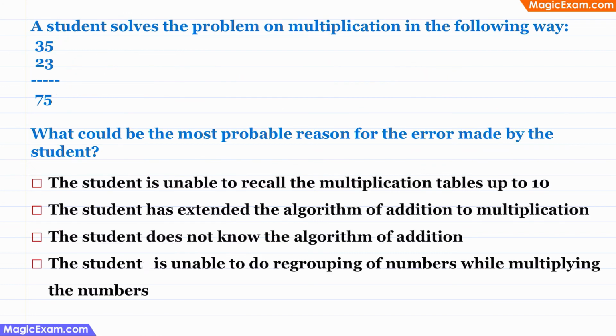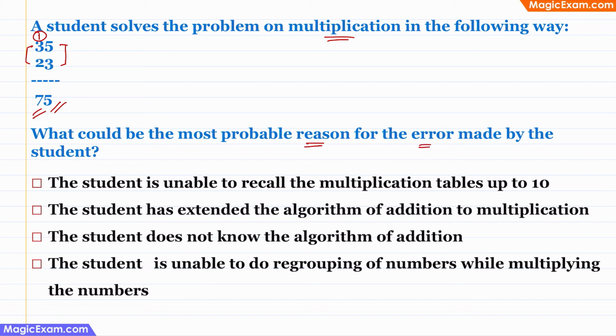A student solves the problem on multiplication in the following way, right? So the student is supposed to multiply 35 and 23. So what he does is he writes it in this form which looks like addition, right? And he is multiplying 5 into 3 and he gets 15. So he is writing 5 here. He is taking 1 carryover, and then 3 2s are 6 plus 1 is 7. So this way he is trying to do this multiplication problem of two-digit numbers by using a process that looks very similar to addition.